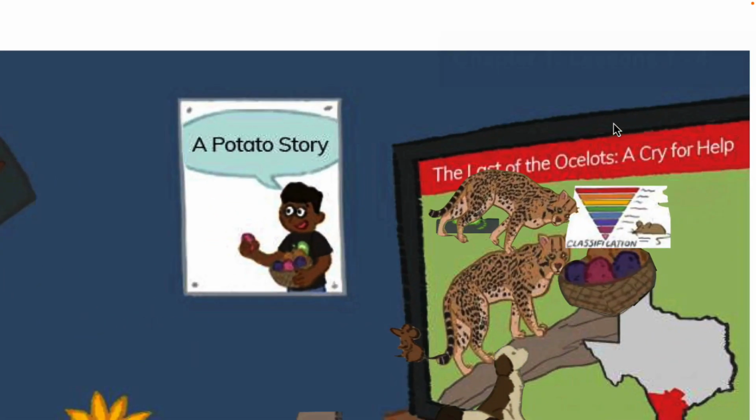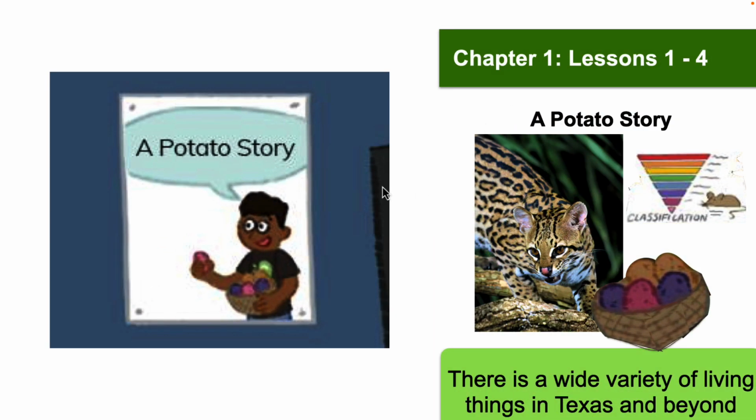In chapter 1, we kick off with the phenomenon of the Irish potato famine and discover that a lack of diversity within a species can be a big problem. Then we switch over to looking at the wide variety of organisms that exist in Texas and beyond, and how people organize the similarities and differences between them. Now, some of these species are endangered, and the challenge for the unit is to learn enough that we can do a better job protecting them.